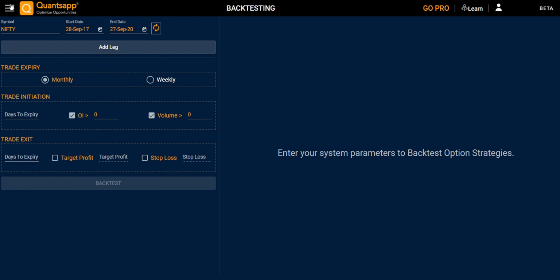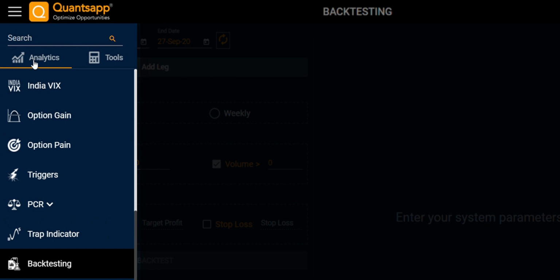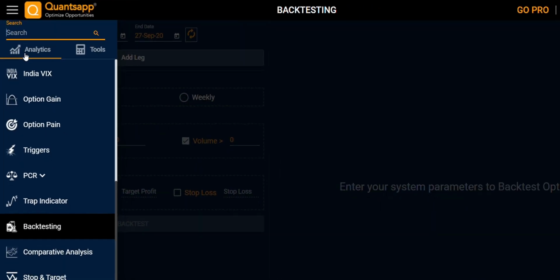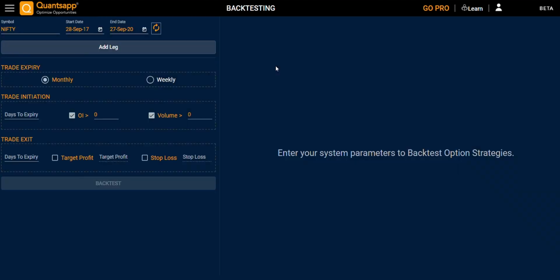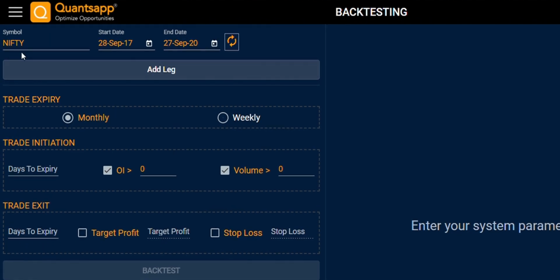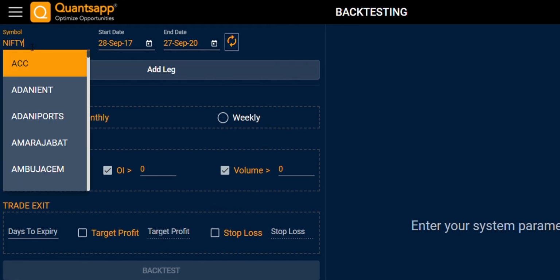In this demo video, we will be looking at the backtesting in the web version. Clicking on three horizontal lines, then in the analytical tools, you have the backtesting, or you can also search in the search symbol. Backtesting is a tool where you can make your own strategies and can backtest them since inception or for a time period. Moving towards the tool, first you have the symbol. Here you can select your desired index or stock for which you want to make a strategy and want to see the backtesting of it.